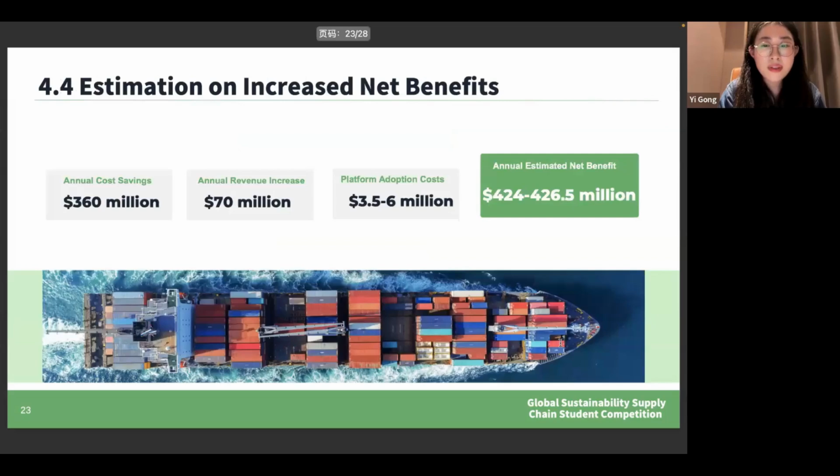Overall, with the increase in revenue, reduction in cost, and then minus the fee for adopting the platform, the firm is estimated to generate $400 million more profit.